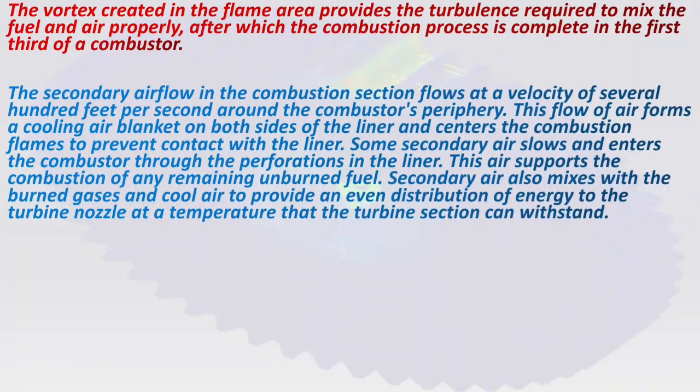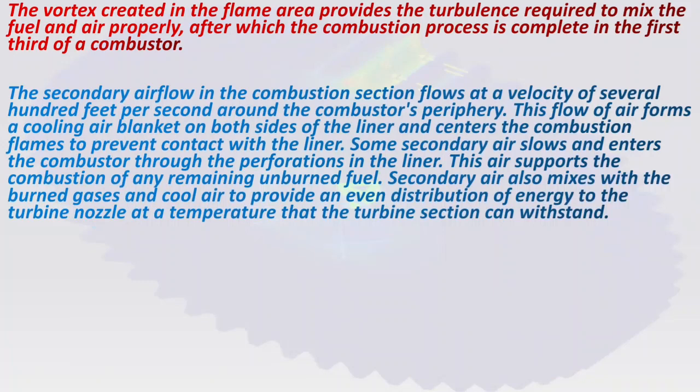Some secondary air slows and enters the combustor through the perforations in the liner. This air supports the combustion of any remaining unburned fuel. Secondary air also mixes with the burnt gases and cool air to provide an even distribution of energy to the turbine nozzle at a temperature that the turbine section can withstand.